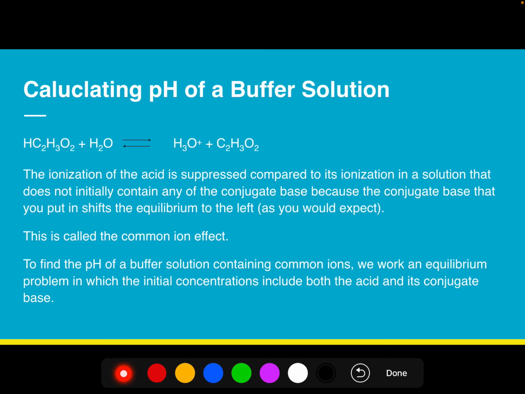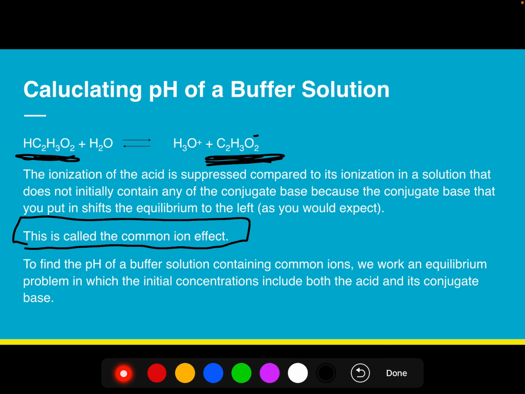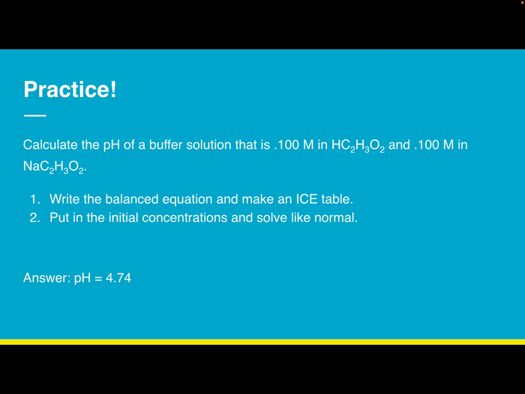So how do you calculate the pH? Well, to do this, we make an ice table, and we're just going to have more starting points. It's sort of like doing the mixture of a strong acid and a weak acid. You're going to have a starting amount here and a starting amount here. This should actually be a plus because you're putting in both the salt and the acid. This is called the common ion effect because you're starting with an ion that is already going to be produced by the ionization of the acid. So it's just an ice table like normal. Let me show you how to do this.